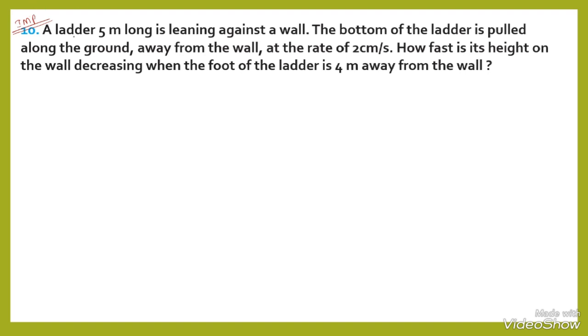Okay, the ladder 5 centimeter long is leaning against a wall. The bottom of the ladder is pulled along the ground away from the wall at the rate of 2 centimeter per second. How fast is its height on the wall decreasing when the foot of the ladder is 4 centimeter away from the wall? So we have to take the first.